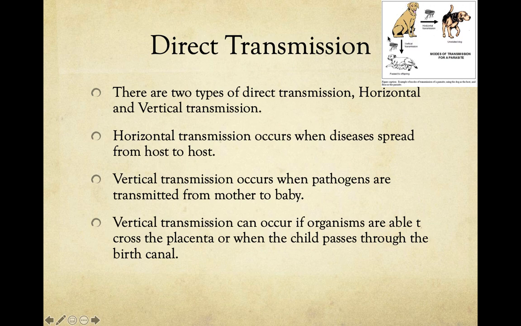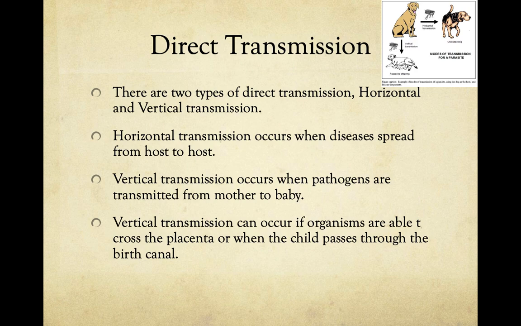Vertical transmission occurs when the mother gives birth to infected offspring. The offspring become infected from the mother. That can occur during the birth process, where the organism lives inside the birth canal. Things like gonorrhea can do this in humans. During birth, the babies pass through the birth canal, the gonorrhea bacteria gets in the eyes and the mouth and things like that, and the baby becomes infected.